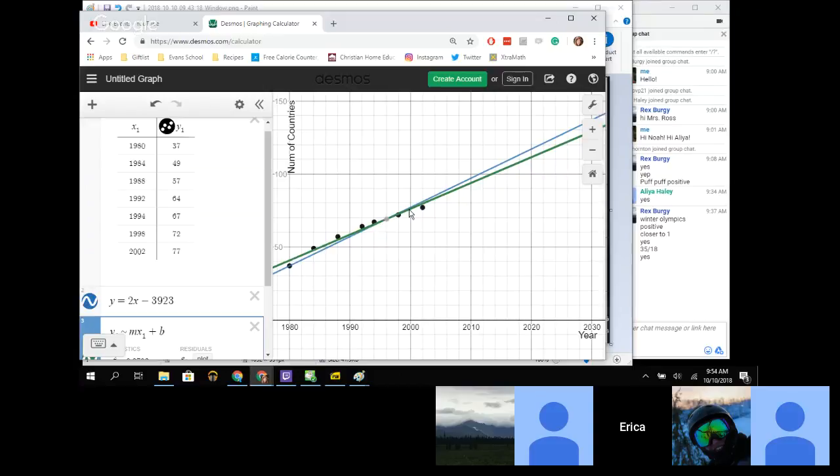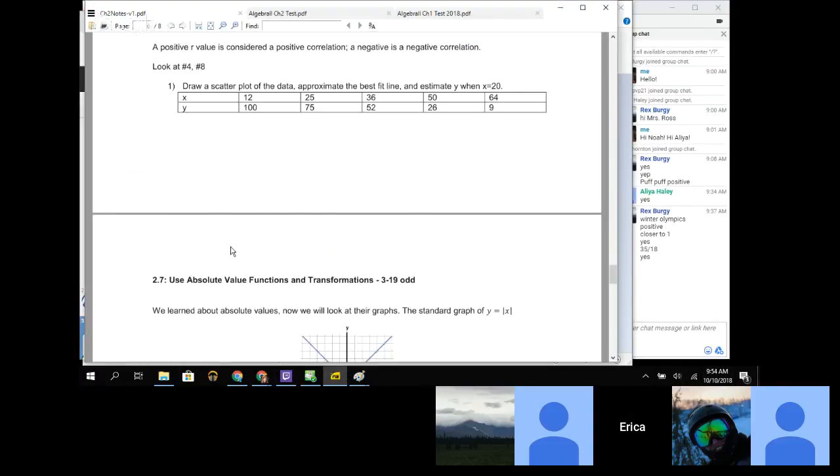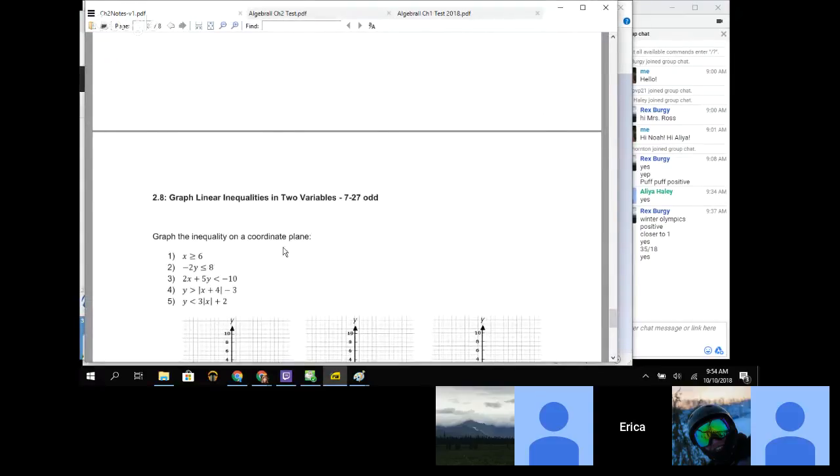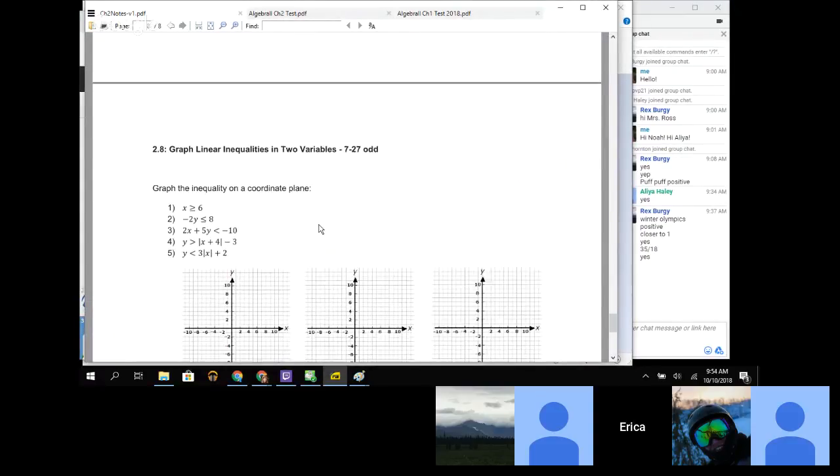We will definitely wrap up chapter 2 next week. It might be Monday that we wrap it up, but Monday or Wednesday. But we have 2 sections left in chapter 2. We have absolute value functions, and we have linear inequalities, graphing those.